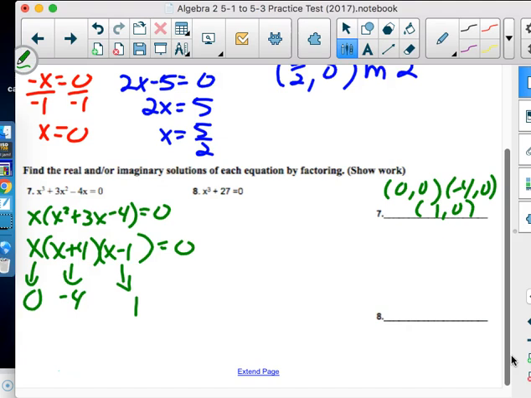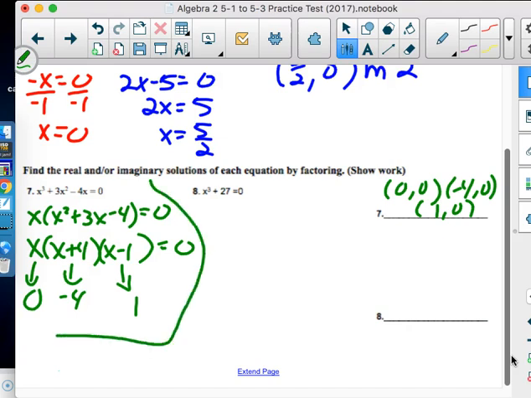No, I think in the past, the other thing we've taken is some students write x equals 0, x equals -4, x equals 1. That's okay too. This would be best because this is telling us the points where it crosses. But yeah, you can write it that way.